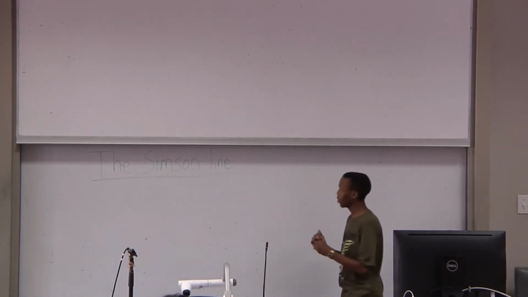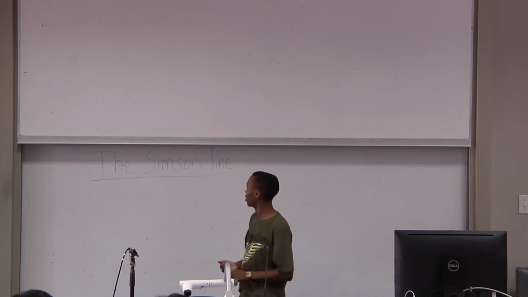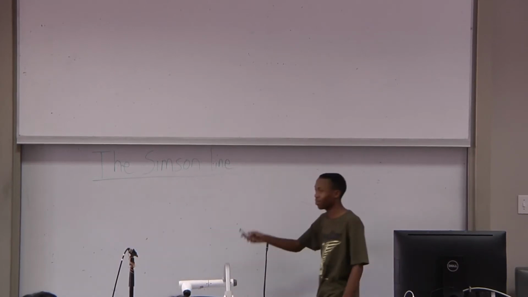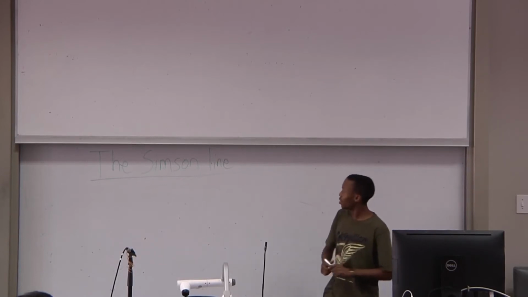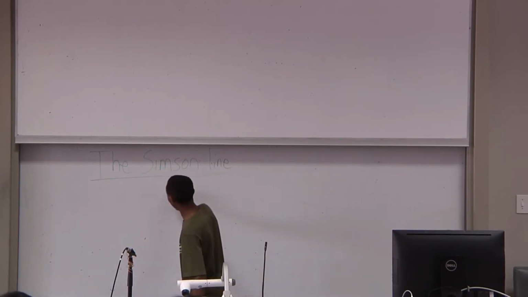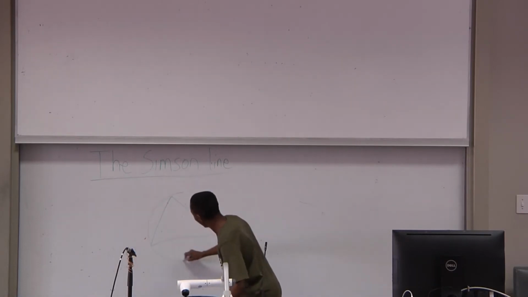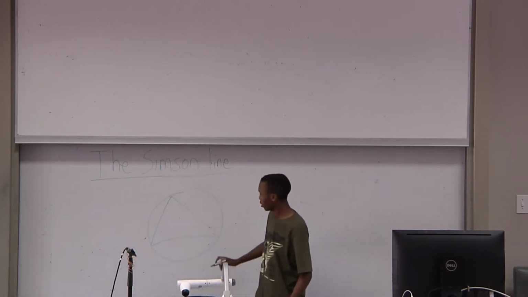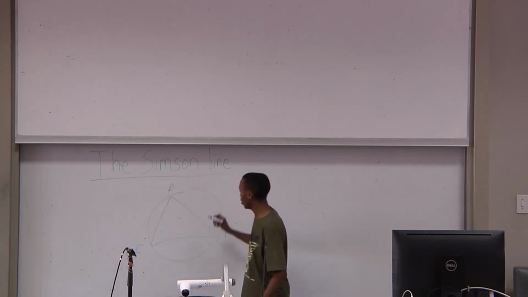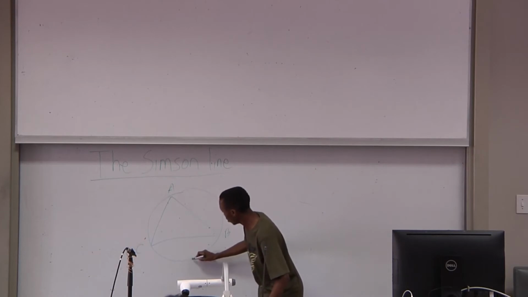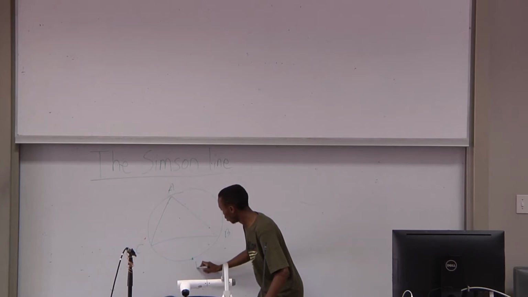So today we'll begin with what's called the Simson line. Not Simpson like the cartoons, but Simson, so without the P. So the Simson line is, you construct a triangle ABC and its circumcircle, and we choose a point P on the circumcircle of triangle ABC.